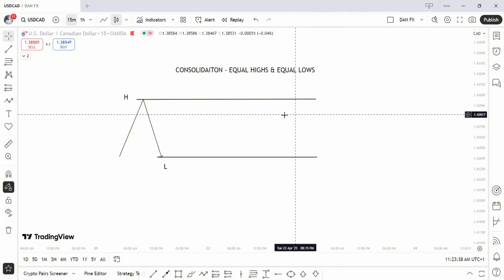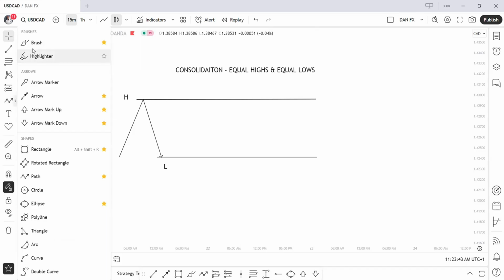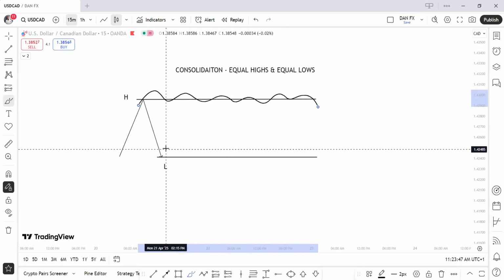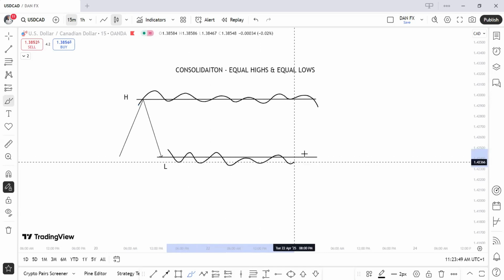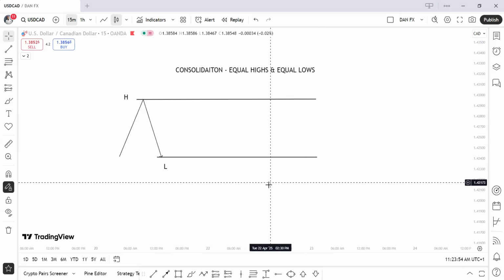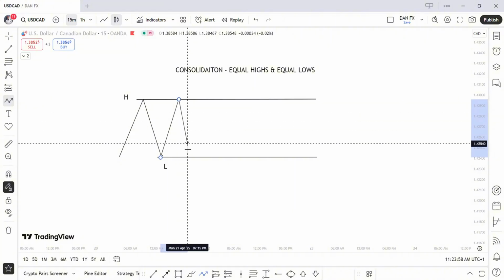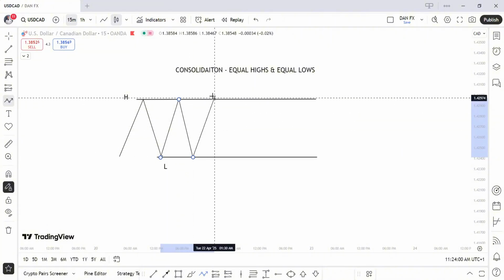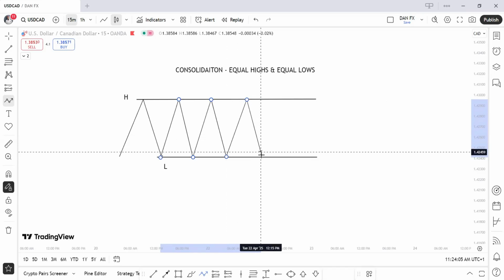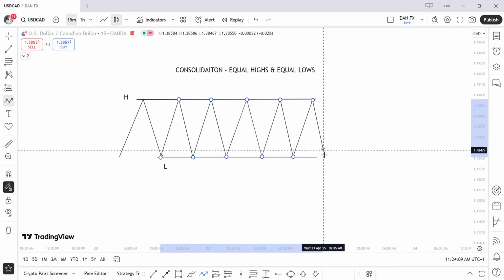If we're going to get equal highs and equal lows, it means price shouldn't be going past this high with this line, and price shouldn't be going past this low here. So understanding that, price should go all the way up here, bounce from there, come back down here, bounce from here, and give you equal highs and equal lows like this. As you can see, price is just in this channel going sideways.